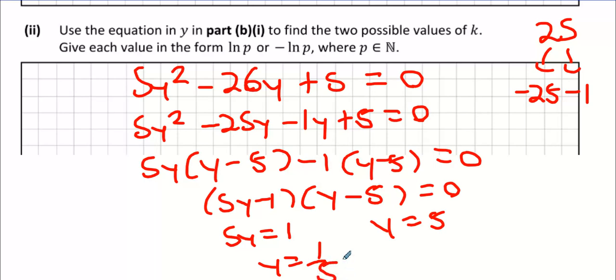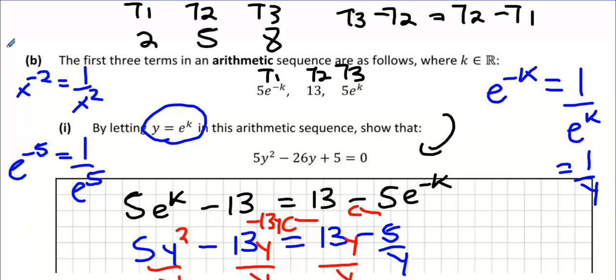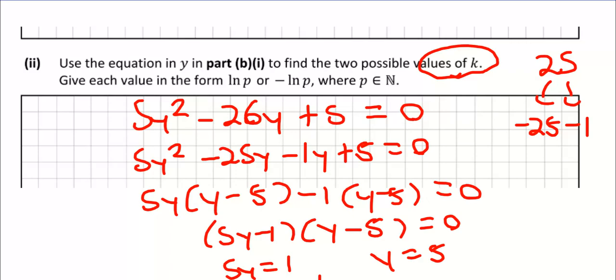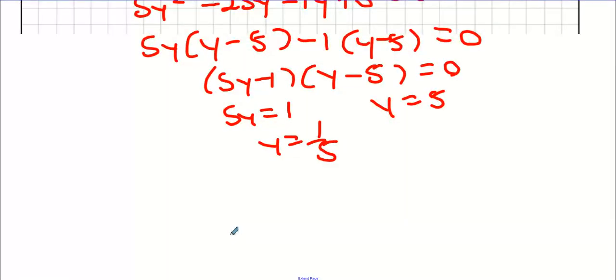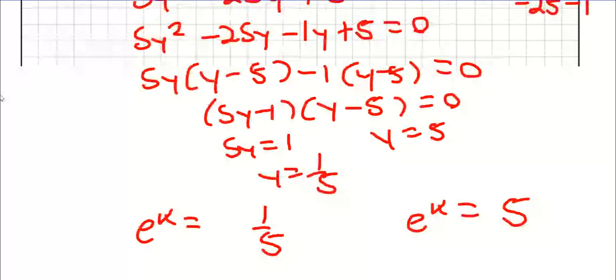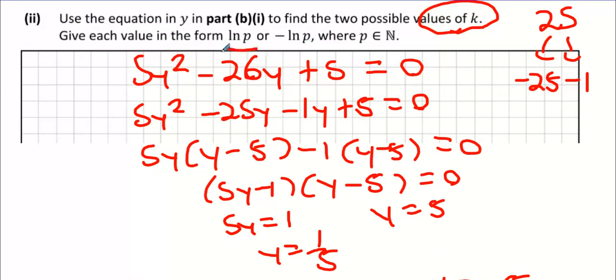Now, let's reread the question here. They don't want y. What do they want? K. And what did they say in the last part? Part 2 or part 1? Y equals e to the k. So what we do is we put in e to the k is 1/5 and e to the k is 5, yeah? And now we're going to reread the question. There's a mention of ln p or minus ln p. Do you see that?